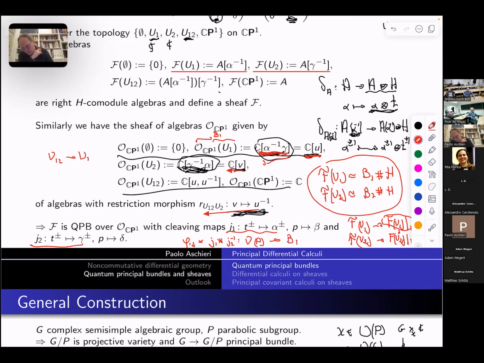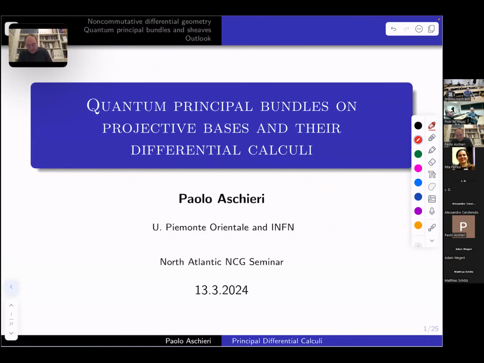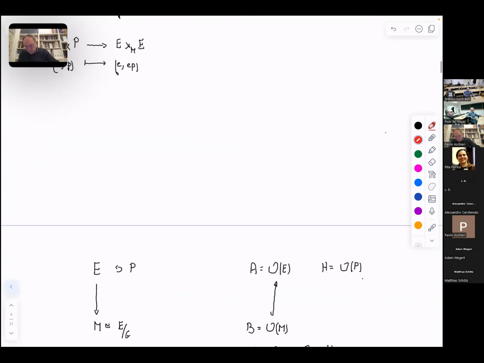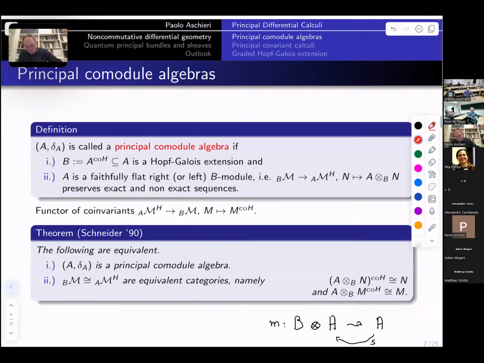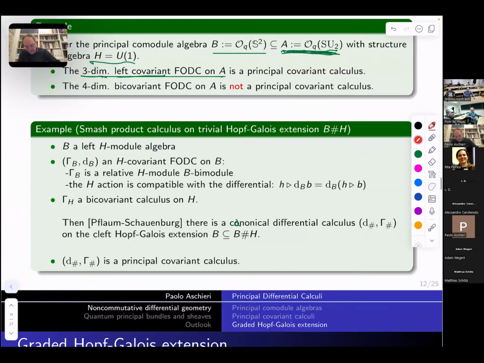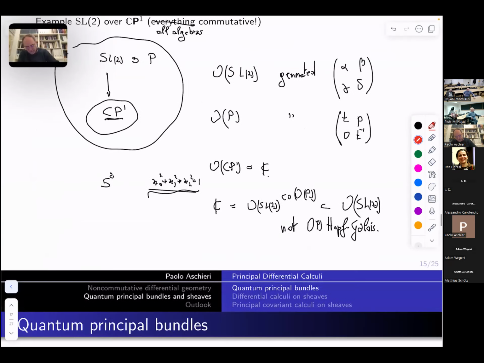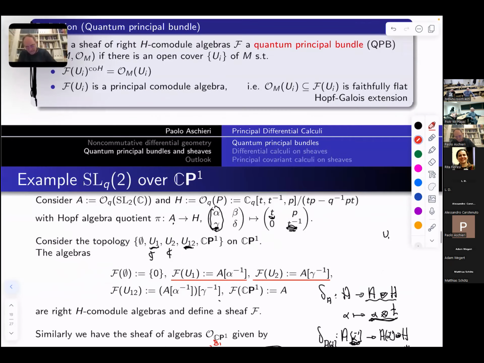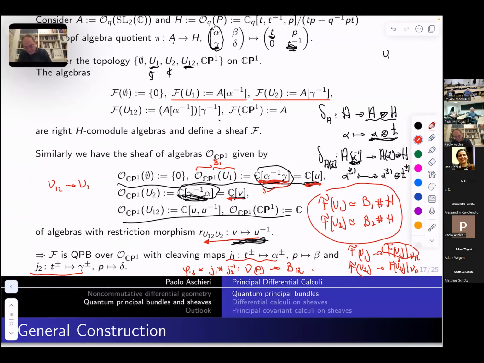Here the point is that, as expected, it goes down to, in principle, is in the algebra, but it is in the subalgebra of coinvariants.